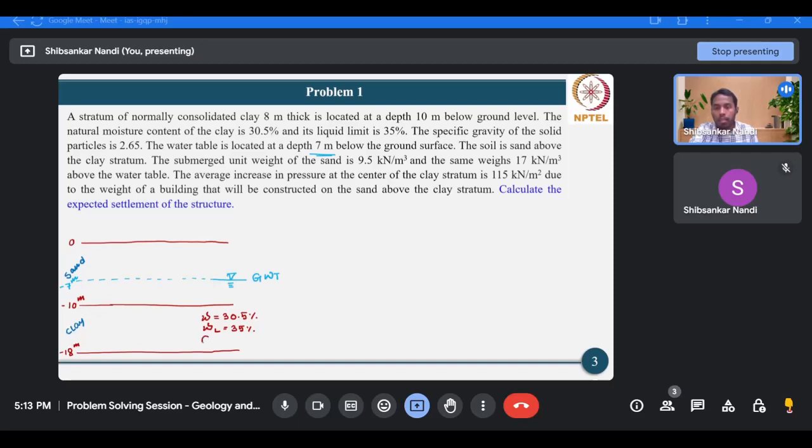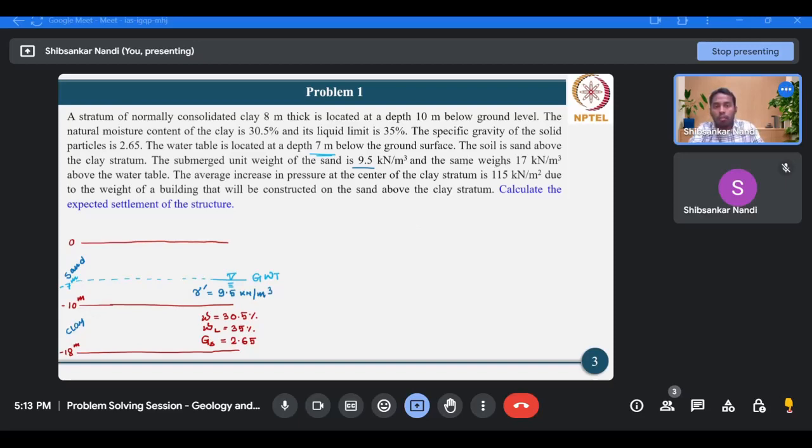And specific gravity of soil solids is given as 2.65. Now coming to the sand, two unit weights are talked about. First, the submerged unit weight of the sand, which is applicable for the portion of sand which is below the groundwater table. So gamma submerged, or rather we can say gamma prime, is given as 9.5 kilonewton per meter cube.